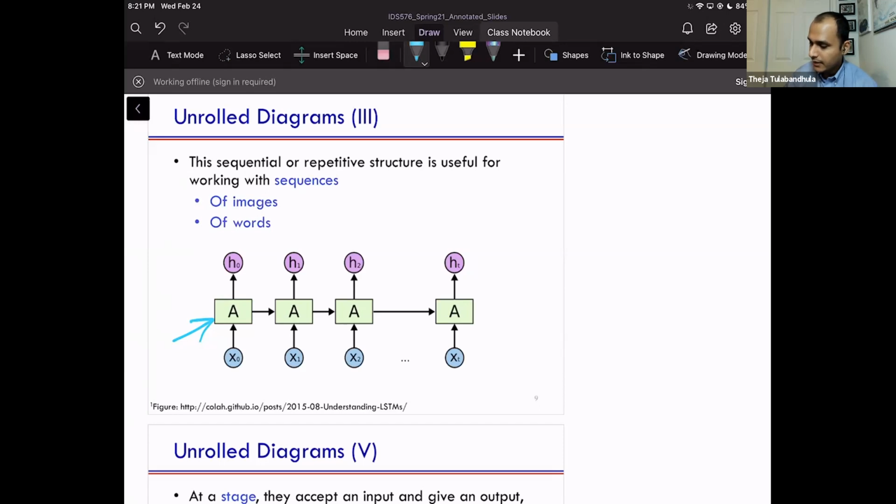As I said, the sequential repetitive structure of reusing A again and again, and of course passing information from previous computations to next computations, is exactly what you would do even in time series. With traditional time series models, you would somehow pass information from previous times to next times. For example, you can have a model that says yt is equal to 10 times yt minus 1 plus 9 times yt minus 2. You are using previous information to say something about the next information.